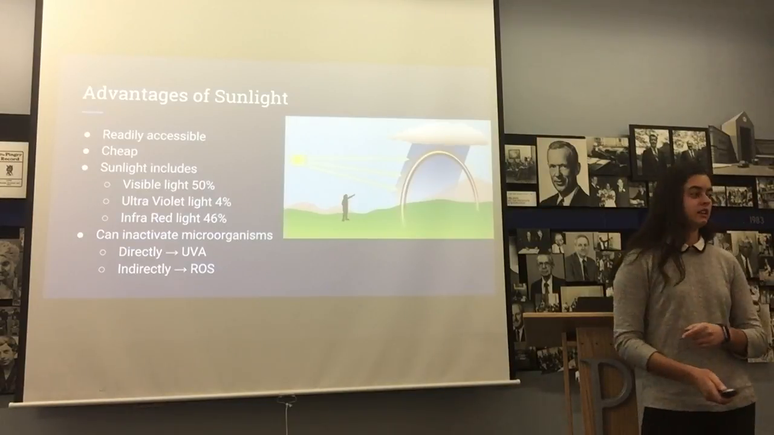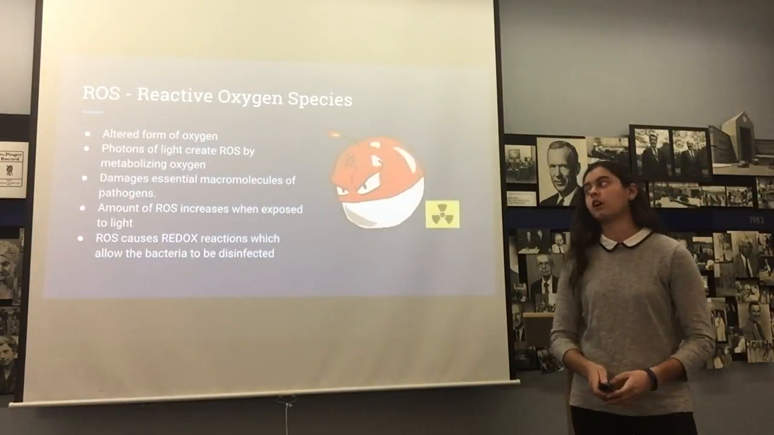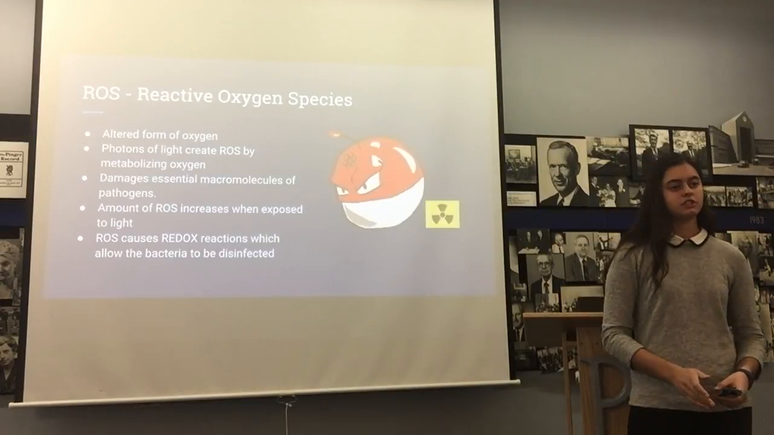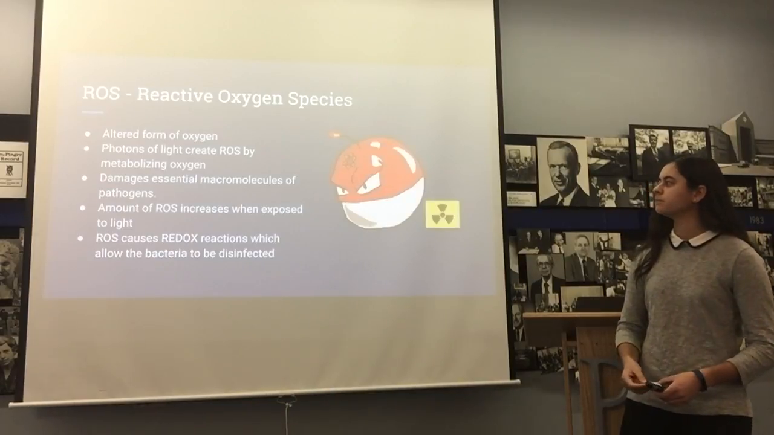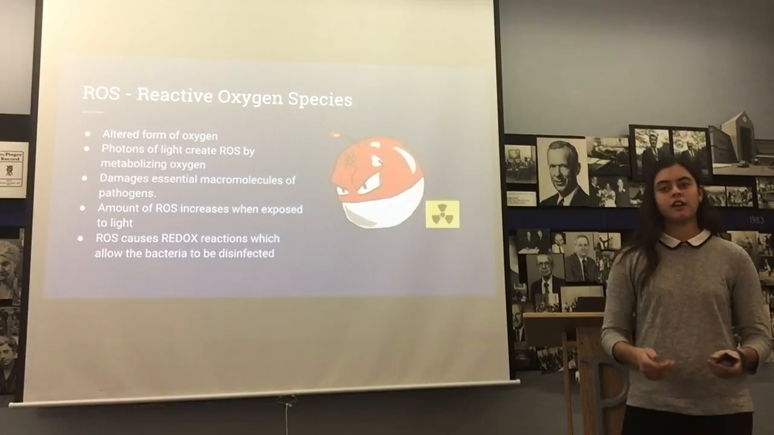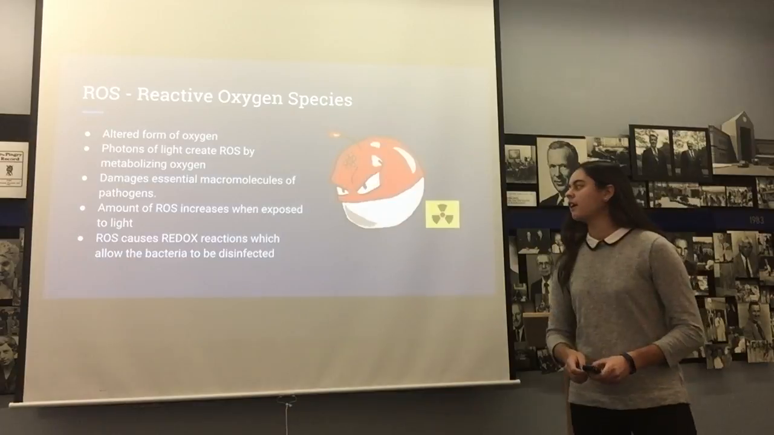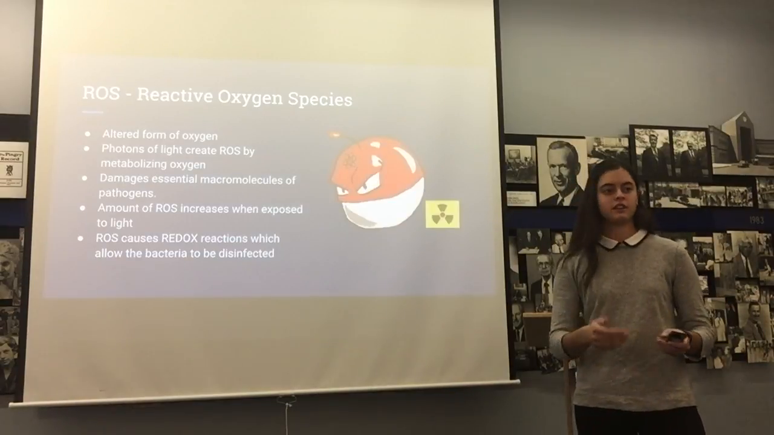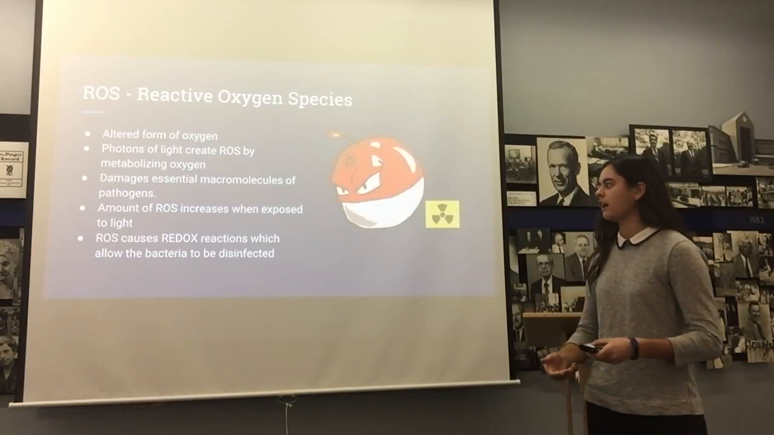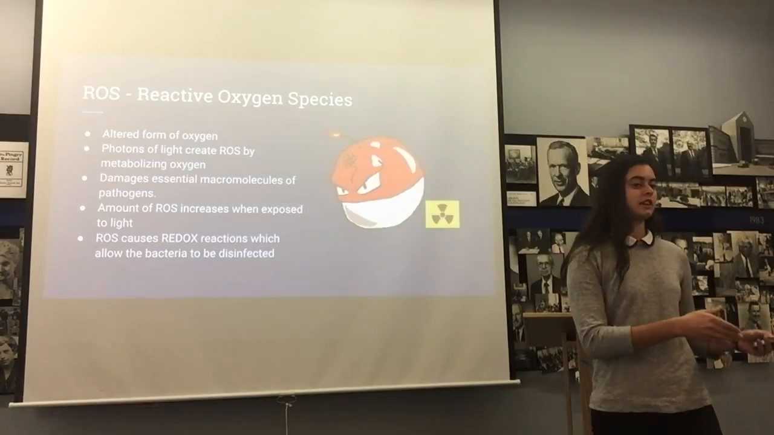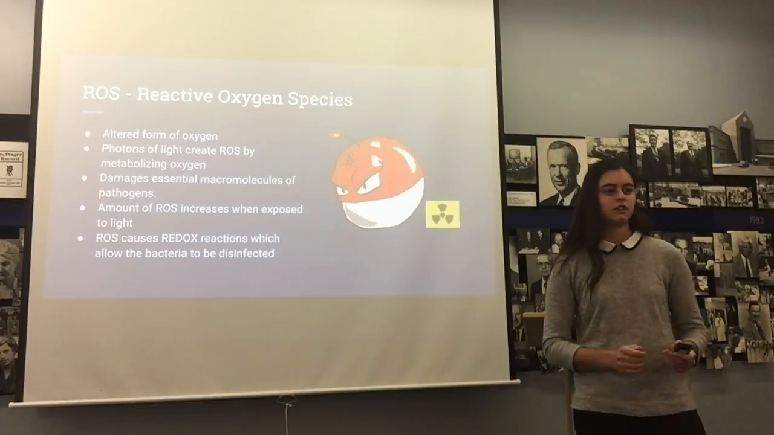The next is indirectly through ROS, or reactive oxygen species. ROS is an altered form of oxygen that is highly reactive and is involved in a lot of reactions. It's created by metabolizing oxygen, and as I hope most of you know, oxygen is in water, H2O. So with ROS, the more light that is exposed to the water and the photocatalyst, the more ROS will be generated. And what ROS does is it goes and reacts with the molecules in the water to deactivate them. Are there any questions on ROS?